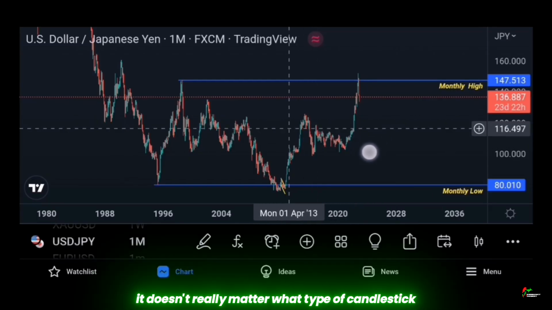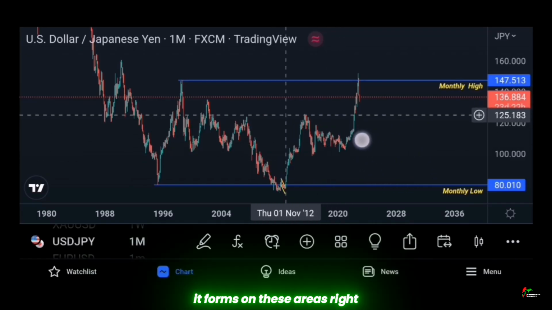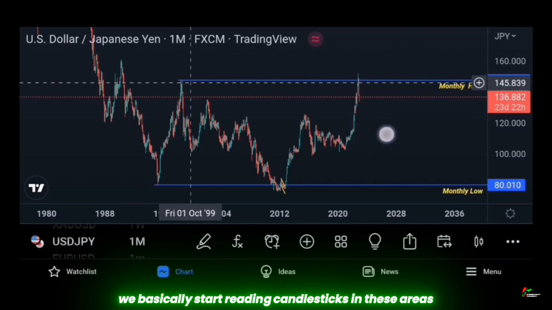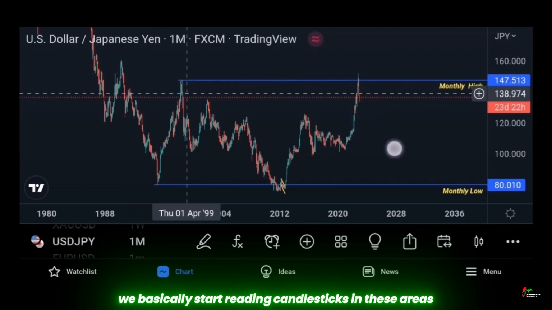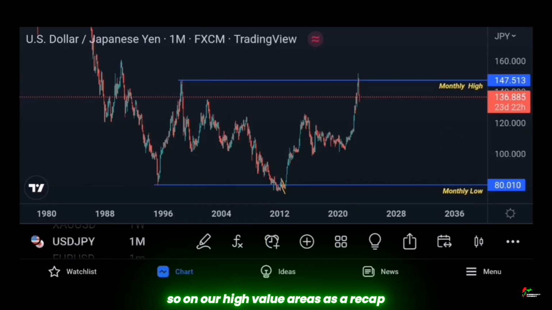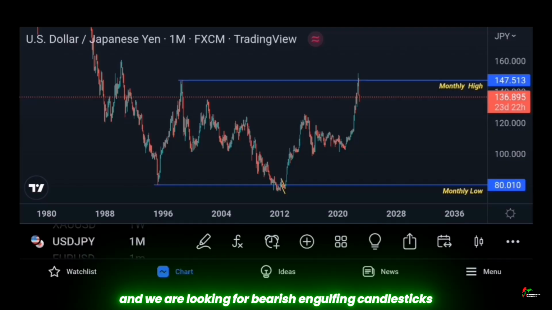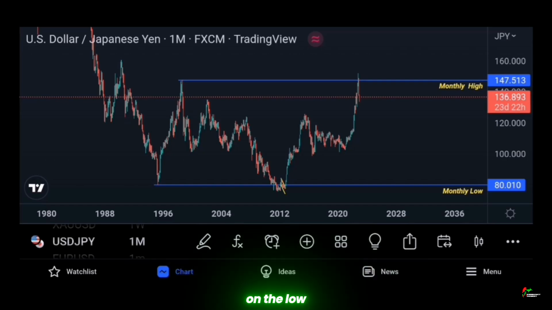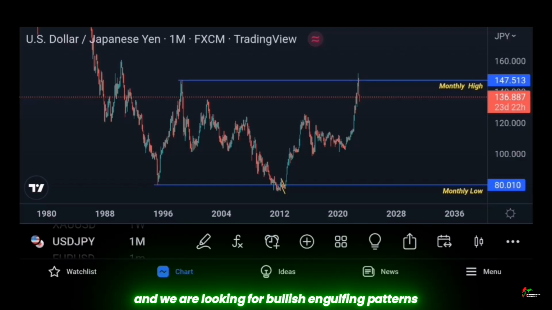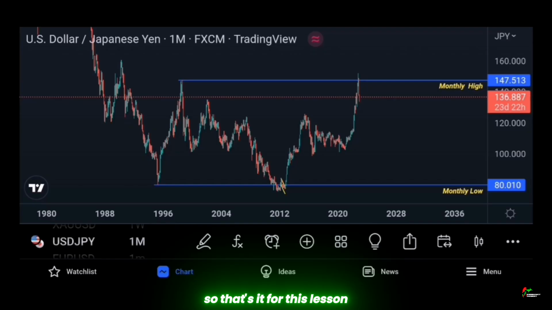And remember, guys, it doesn't really matter what type of candlestick forms on these areas. What's important is that we start reading candlesticks in these high value areas. As a recap, on our high value areas we are looking for high test candlesticks and bearish engulfing candlesticks. On the flip side, on the low value areas, we are looking for low test candlesticks and bullish engulfing patterns. So that's it for this lesson.